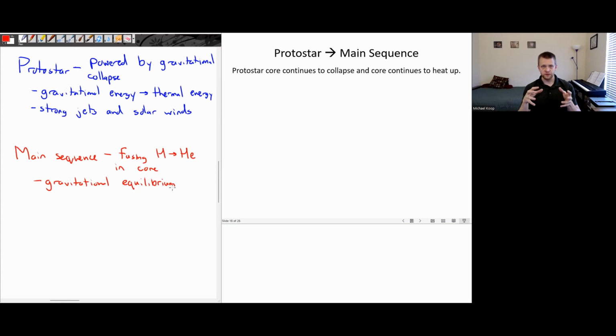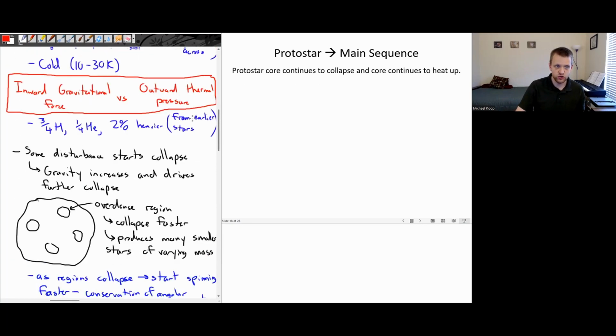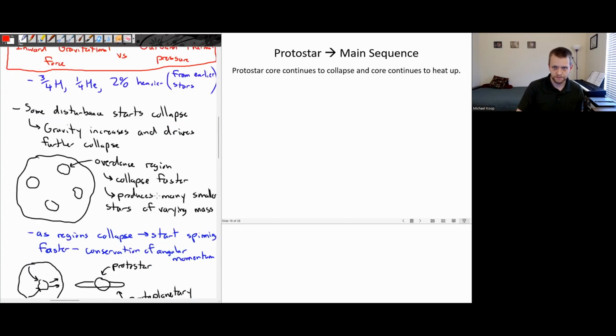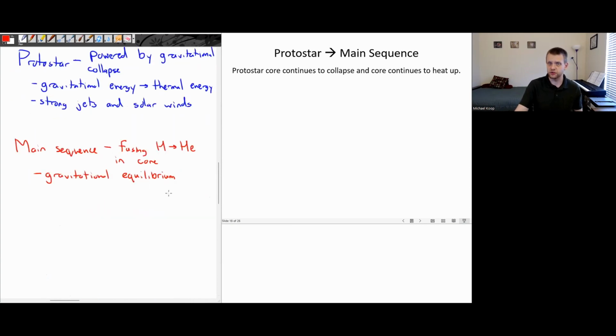The protostars, at first, are not at a high enough temperature and density to fuse hydrogen. And we're saying they're going through gravitational collapse. Gravity is still winning out and causing this thing to compress. So that is not gravitational equilibrium. Gravitational equilibrium is when these two forces, the inward gravitational force and the outward thermal pressure force, are balanced. But this protostar is still continuing to collapse and continuing to heat up.